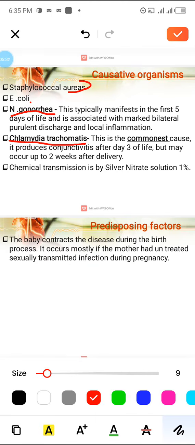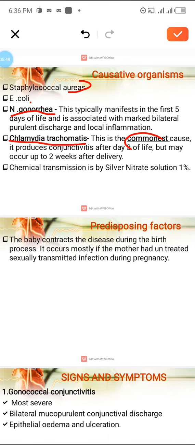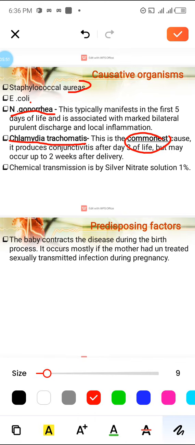If you look at these, they'll ask you in a one word answer, multiple choice, to say which one is the commonest, because these are sexually transmitted infections. So which one is the commonest cause of ophthalmia neonatal? The commonest cause, just like that, is Chlamydia trachomatis.